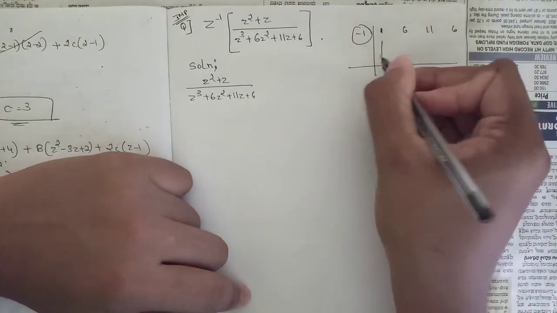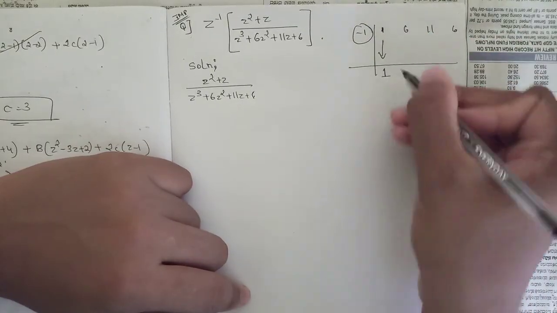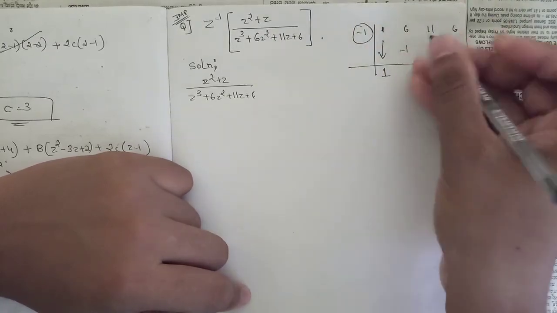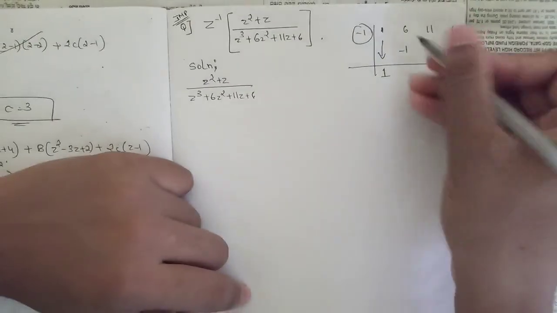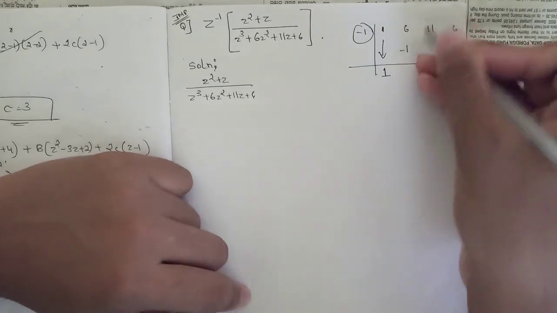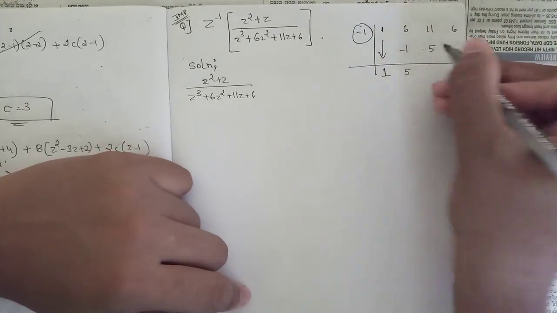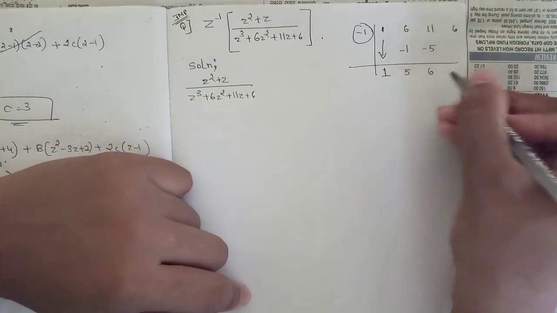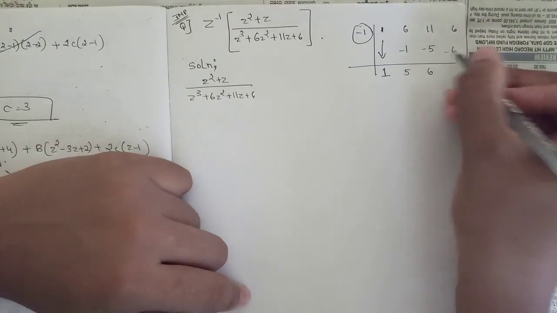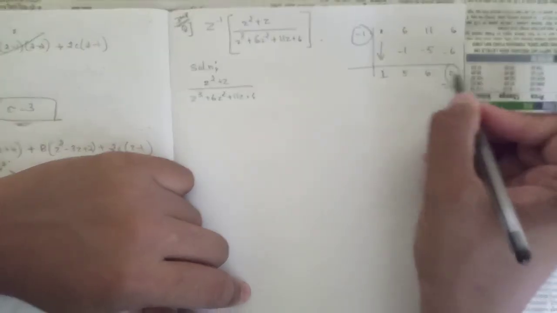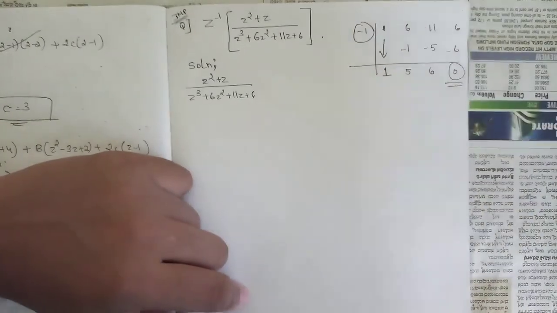So now nothing much to do. This 1 you should bring down, then multiply -1 with this term, that is -1 into 1 is -1. We need to add these two terms, that is 6 minus 1, so it is 5. -1 into 5 is -5. 11 minus 5 is again 6. -1 into 6 is -6. So the last term which we got is 0. We should always get this last term as 0.